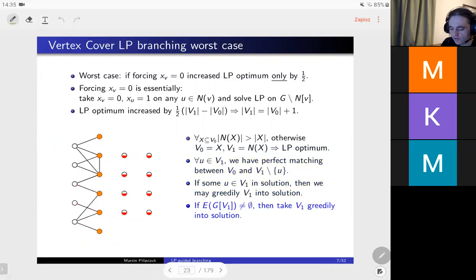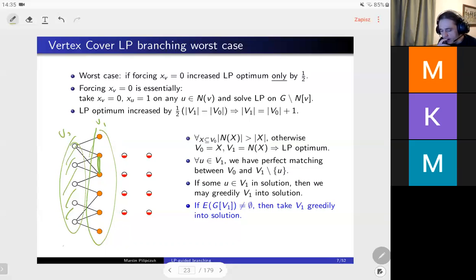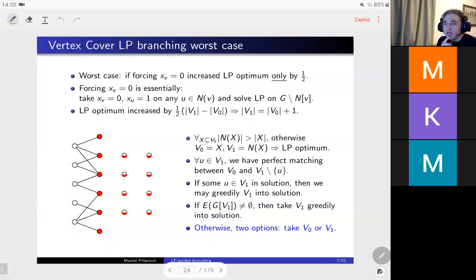Otherwise, there's an option of taking nobody from here and everybody here. Taking all these guys and nobody from here. But this is only possible if there is no edge in between. Yeah, if it's feasible to take nobody from V1. Okay, so what's now the punchline? Let's now go to the end.